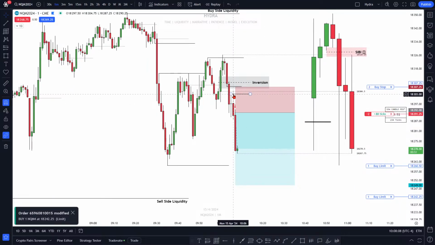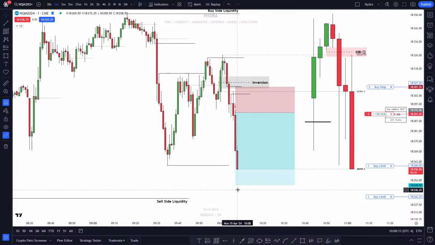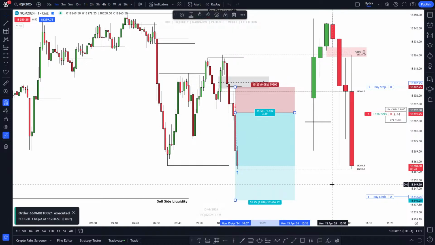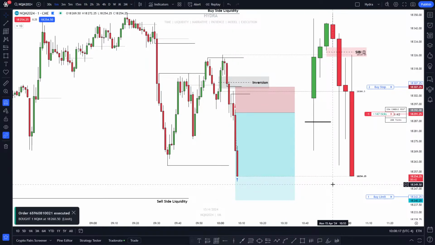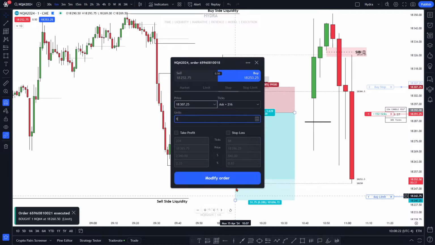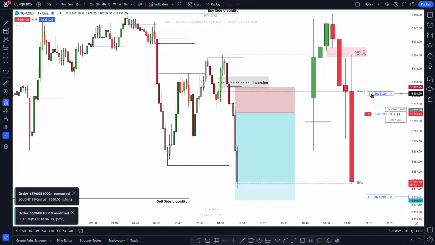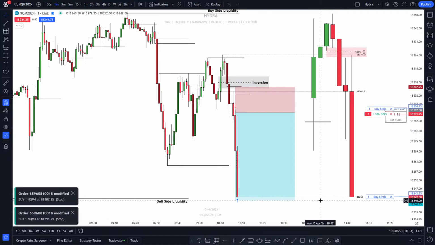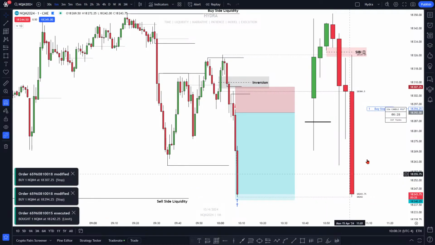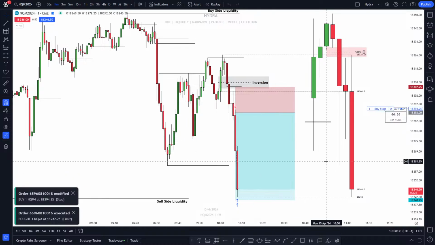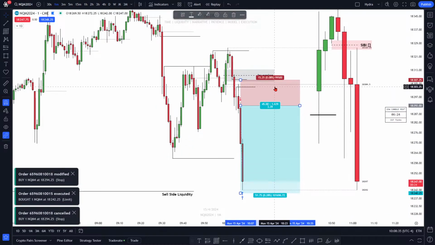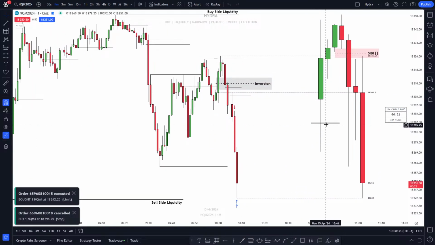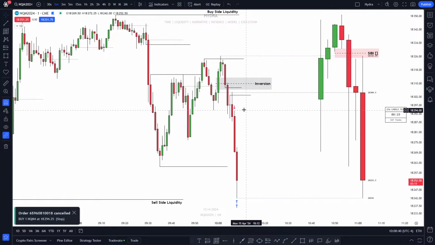So I was good taking entry up here, right? 147 ticks, very nice. Very nice. 200 ticks, very nice. So I'm happy that we had a nice trade.